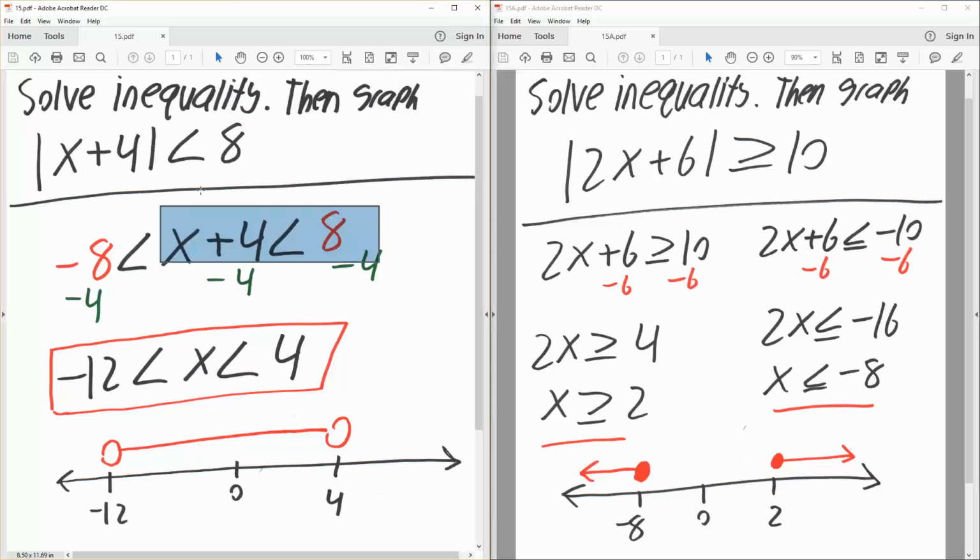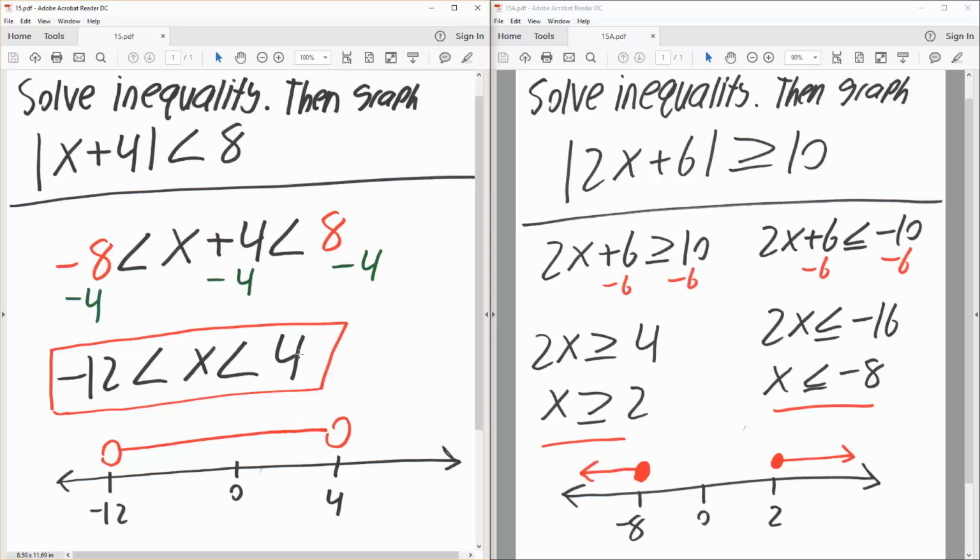And so what we did here was say x plus 4 is less than 8. This statement right here came from here. And since we're dealing with absolute values, this would be greater than negative 8. And so now we want to solve for x. So we can subtract 4 here, here, and here. And so we could say that x is greater than negative 12, but less than 4.